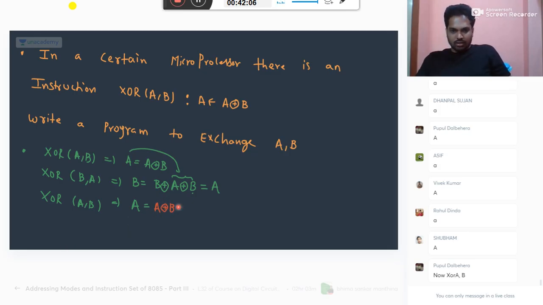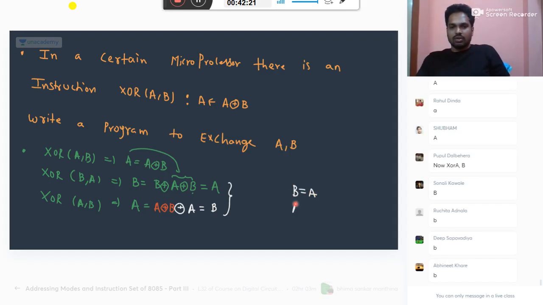Okay, I am repeating, please see. First step, A will be copied with A XOR B. Second step, B is copied with B XOR with A. But now what is A? A is A XOR B, because A is already replaced by this. This will come here because B XOR with represents A. That is B XOR B is 0, 0 XOR A is A. Finally, you will get A's value.